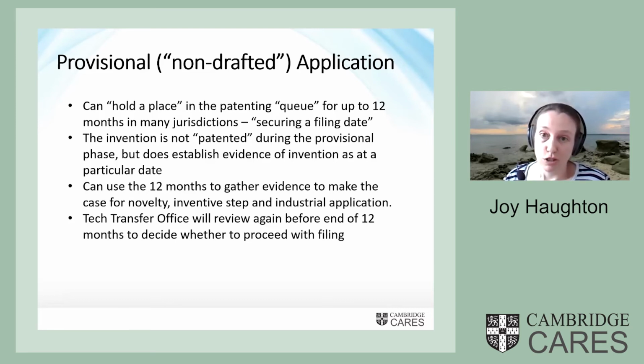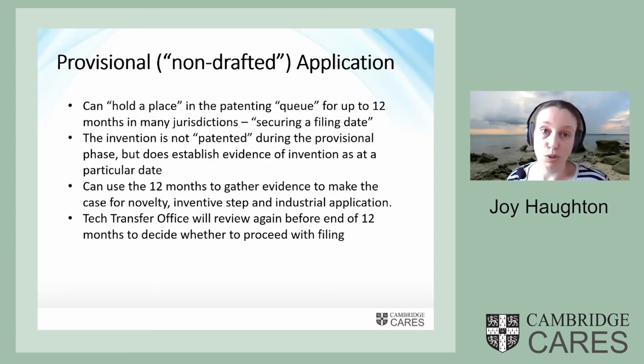The provisional application is very cheap. We'll come on to costs later. The full application is much, much more expensive. So tech transfer offices tend to be very happy to put in a provisional application to get a place in the queue. They need much more evidence in order to be willing to put in a full application. So if you really want to put in a full application, using that 12 months very, very carefully, really making sure that you're directing your energies towards the things that are felt to be weaknesses in the case is very important.